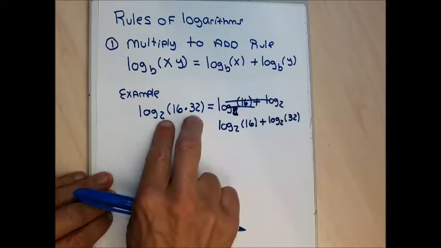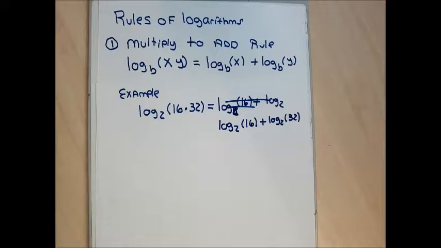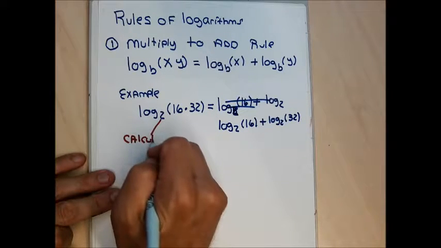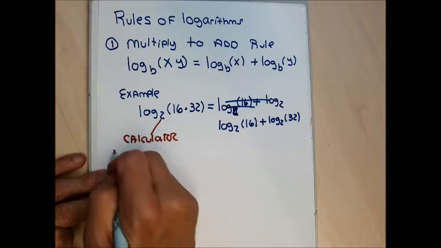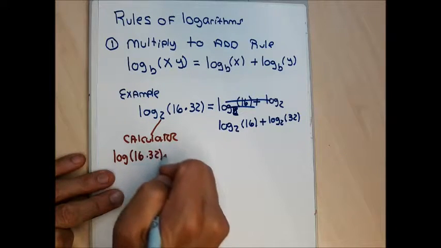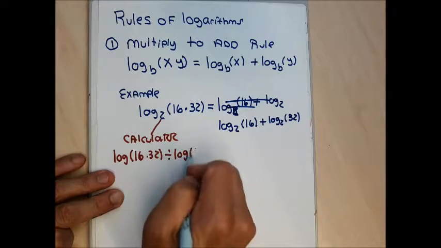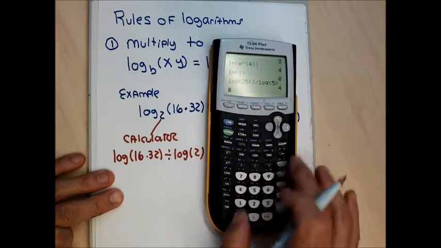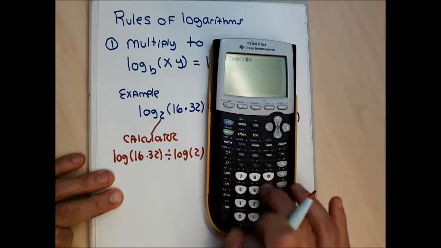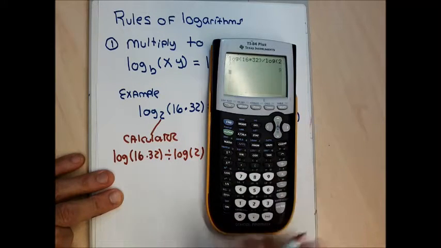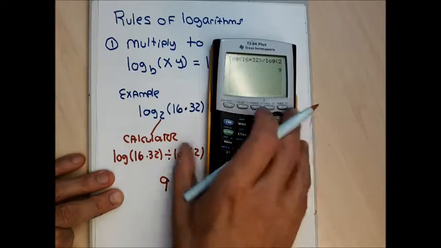Let me show you this. I'm going to do the left side on my calculator, then the right side on my calculator. For the left side, I do the log of 16 times 32 divided by the log of 2. So the left side on my calculator, if I did the log of 16 times 32 divided by the log of 2, it comes out to be 9. The right side better equal to 9 as well.